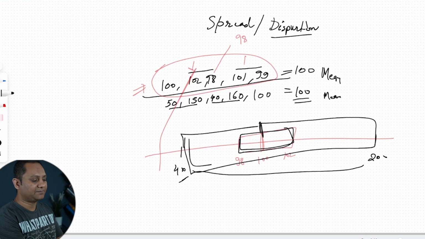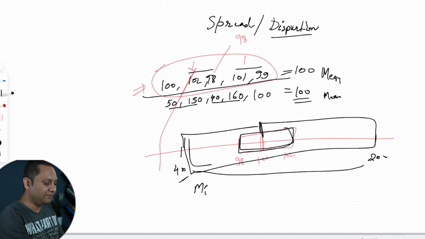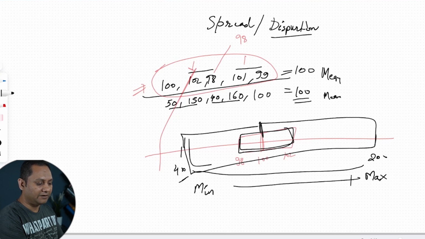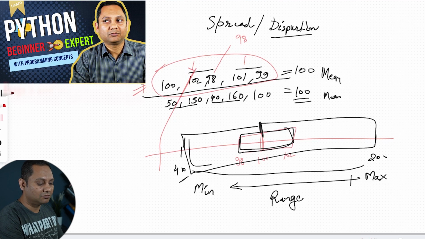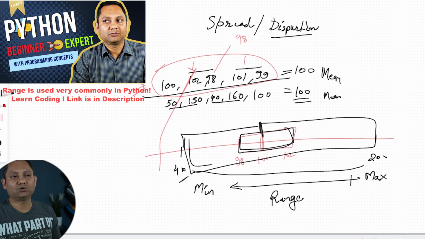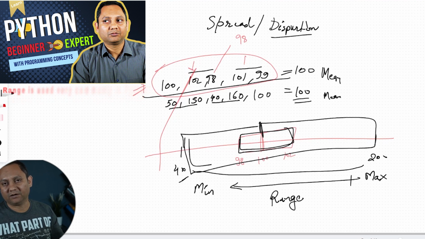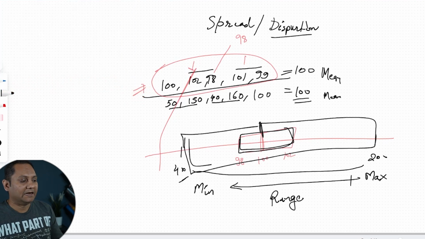One way of telling the spread is what we saw. You look at the min value and you look at the max value, and we take the difference between them. Often this is called the range. So range is one measure of spread, which is nothing but the difference between your max and min. It gives you a good idea about how widely or how narrowly spread your data is.